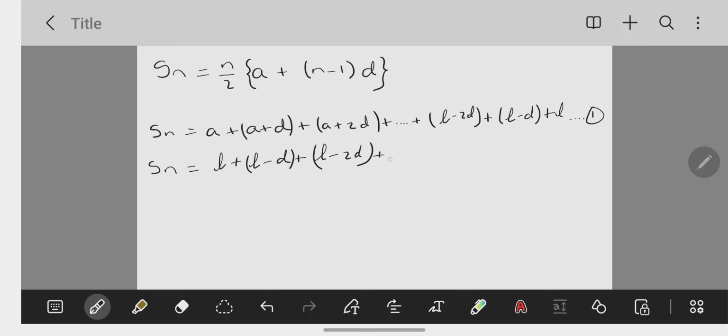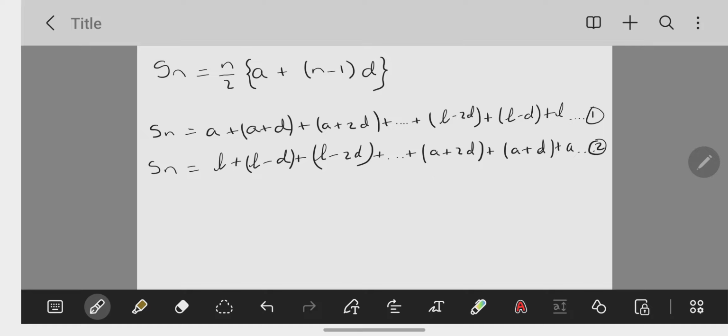Okay, plus, plus, and then a plus 2d, a plus d, a. Now, this is our second equation. Now, we're just going to add these two equations.